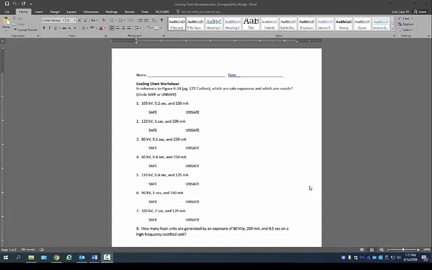And really all this is just plotting on an XY axis graph and determining if your technical factors fall above this MA curve or below it. So let's look at the first one, 100 kV, 0.2 seconds, and 150 MA.